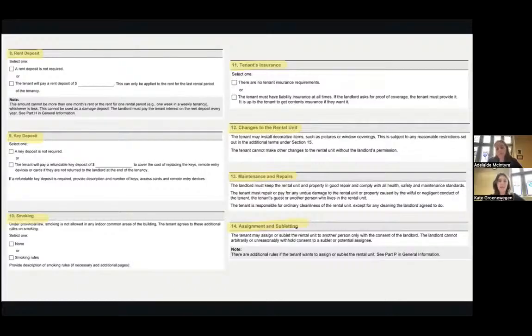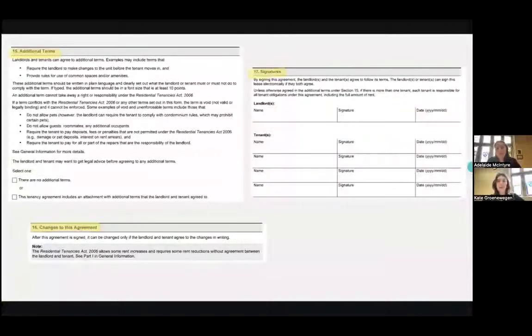Assignment and subletting. This section establishes that you are permitted to sublet your unit or assign your lease with the permission of your landlord. The landlord cannot arbitrarily or unreasonably withhold consent for you to do that. Additional terms. So note whether your landlord is including any additional terms in your lease. This might include that the landlord will make certain repairs before you move in or include rules around the use of amenities or common spaces.